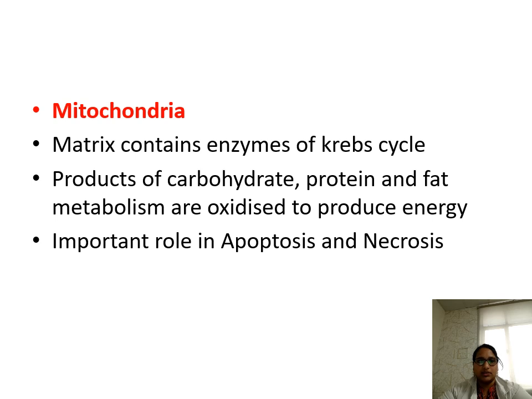And mitochondria, this is very important. The matrix of the mitochondria contains enzymes which help in the Krebs cycle. And the products of carbohydrate, protein, and fat metabolism are oxidized to produce energy in mitochondria. And mitochondria has an important role in apoptosis and necrosis.